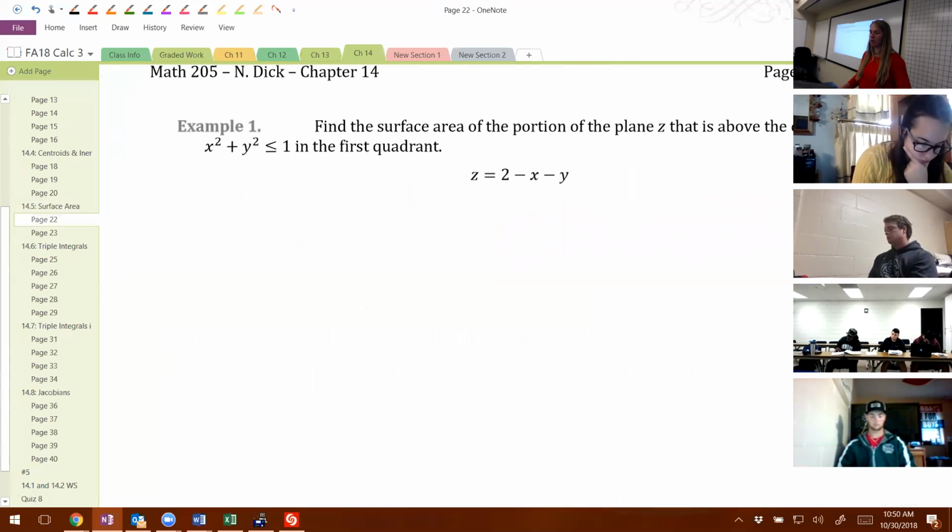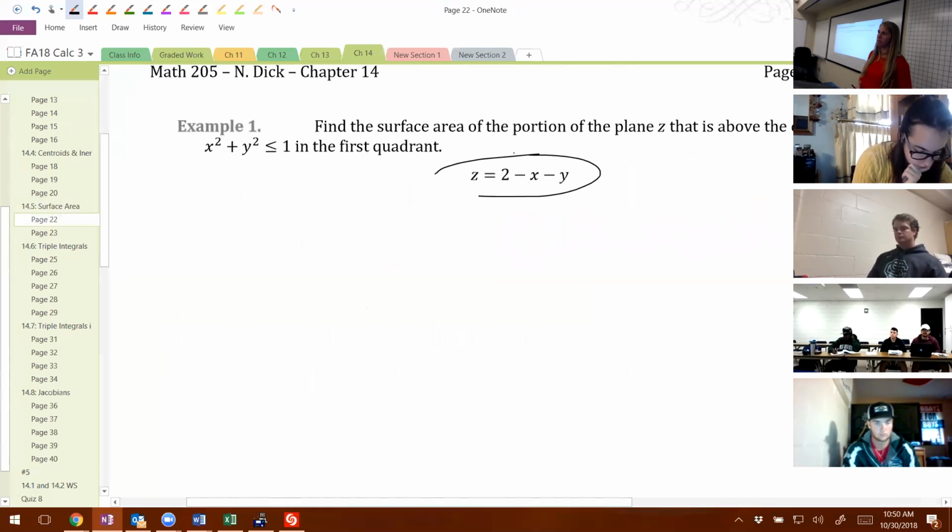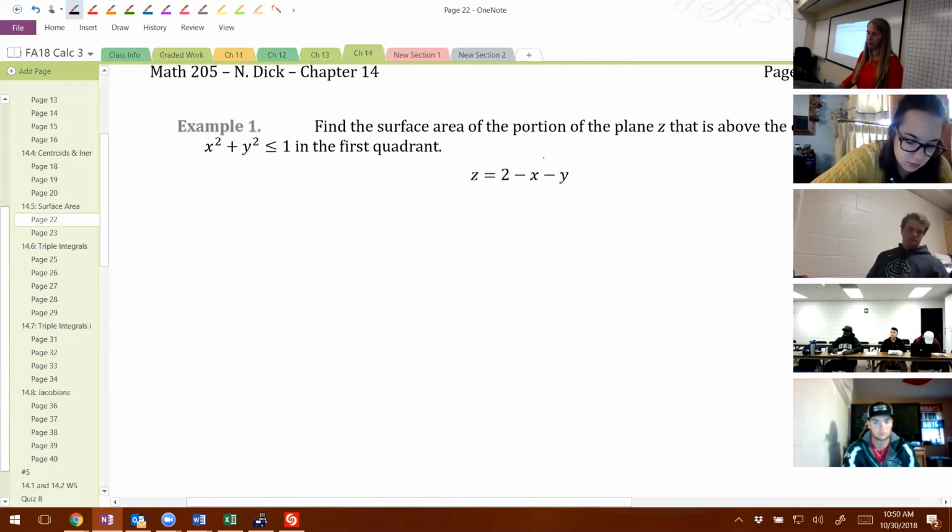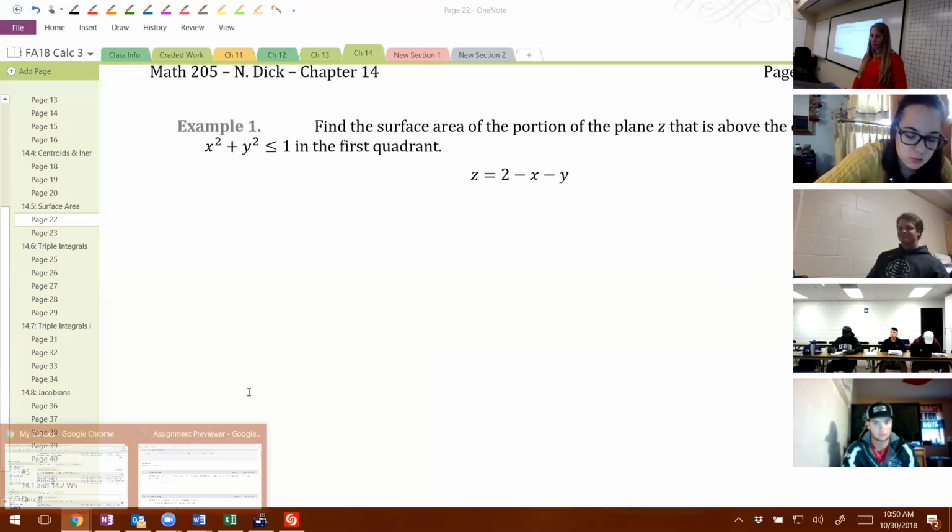Find the area of the portion of the plane Z that is above the circle, that guy in the first quadrant. So the surface we're working with is this function Z. What is the shape of this guy? If I graph that, what does it look like? Paraboloid? Nope, not a paraboloid, it's just a plane. Okay, so we have just the plane 2 minus x minus y.